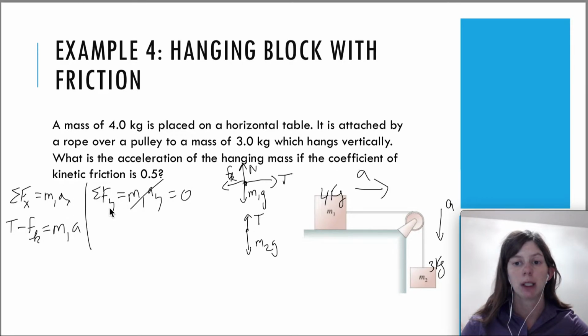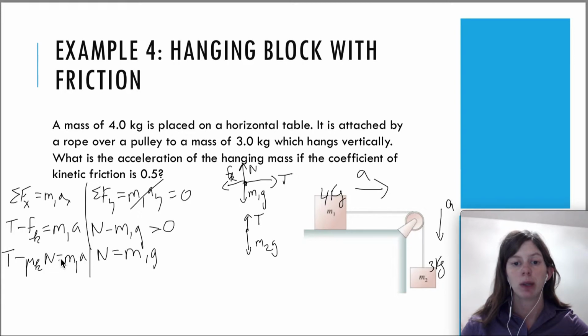And then for the y direction, the normal force minus m1g, up is positive, down is negative. So that tells us that the normal force equals the weight, which we already knew because there are no other vertical forces. Now we can plug in the definition of friction force, which is mu k times N. And finally, as is often the case, we can plug in what we found for the normal force in the y direction into the x direction. So we get T minus mu k m1g equals m1a.